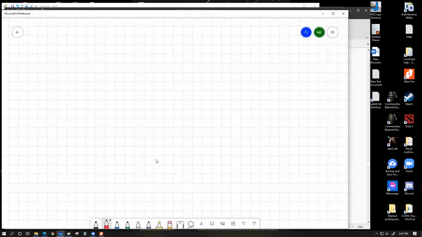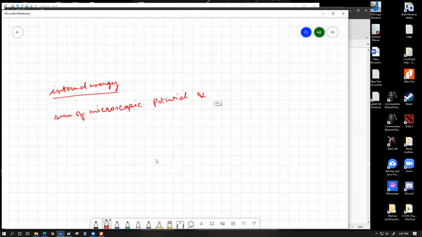Thermal energy is sometimes also referred to as internal energy. It is defined as the sum of macroscopic, potential, and kinetic energies of the particles of an object. This is the basic definition of internal energy.